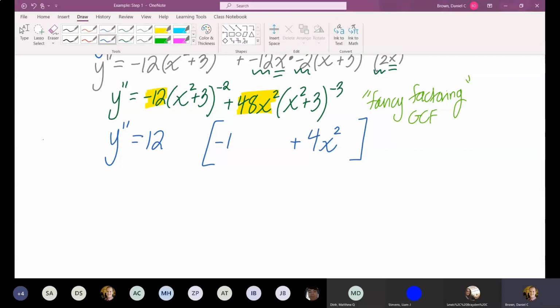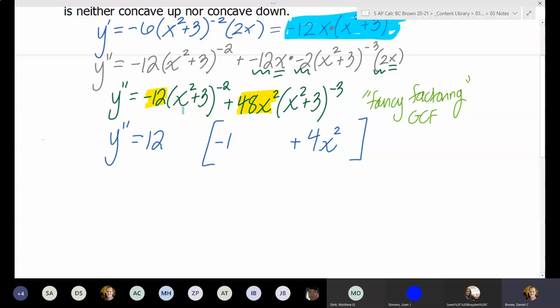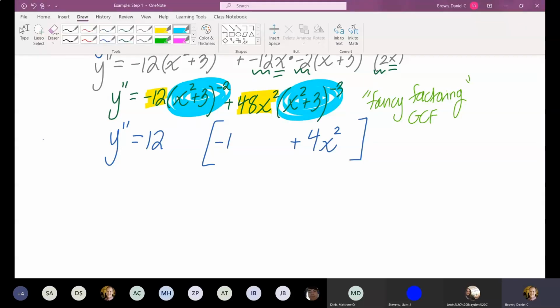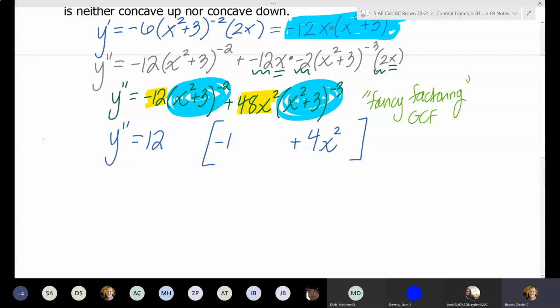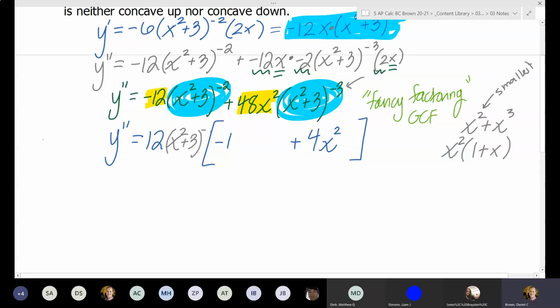Then I want to factor out the binomials. So they both have this x squared plus 3, but one is to the negative 2. The other one is to the negative 3. And I just want to remind you, if you think about regular factoring out the GCF, if I have x squared plus x cubed, the GCF is always the smallest exponent that they have in common, and that's what you can end up factoring out. It works the same way even if your exponents are negative, so I see that the negative 3 right here is the smallest, so that actually is my GCF factor that I can pull out.